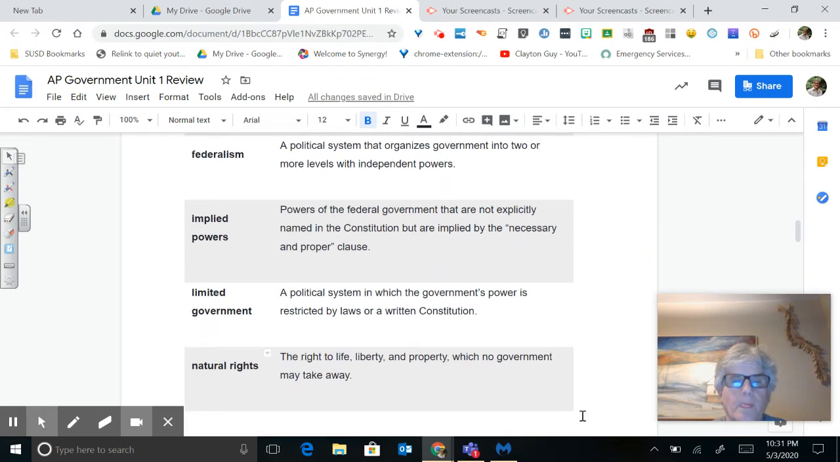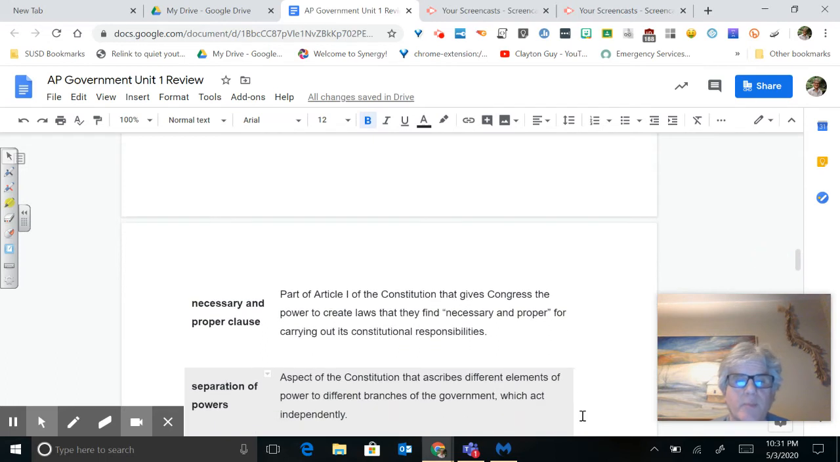Limited government is a political system in which the government's power is restricted by laws or by a written constitution, so the government would not have too much power or wouldn't be tyrannical. Natural rights are the right to life, liberty, and property, which no government can take away. They are listed in the Declaration of Independence, and they're also listed in our Bill of Rights.